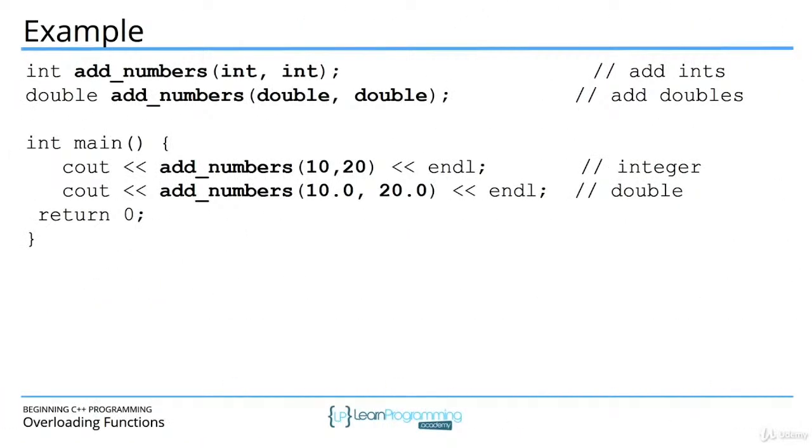In this example, we have two functions that are both called add numbers. The first function expects two integers, and the second function expects two doubles. I'm only showing the function prototypes in this slide, but we actually have to implement both functions. I'll do that in the next slide. Notice that in main, I'm calling both functions, but I don't have to think about different names. I just want to add two numbers. If I call add numbers with two integers, then the int version of the function is called. If I call add numbers with two doubles, then the double version of the function is called.